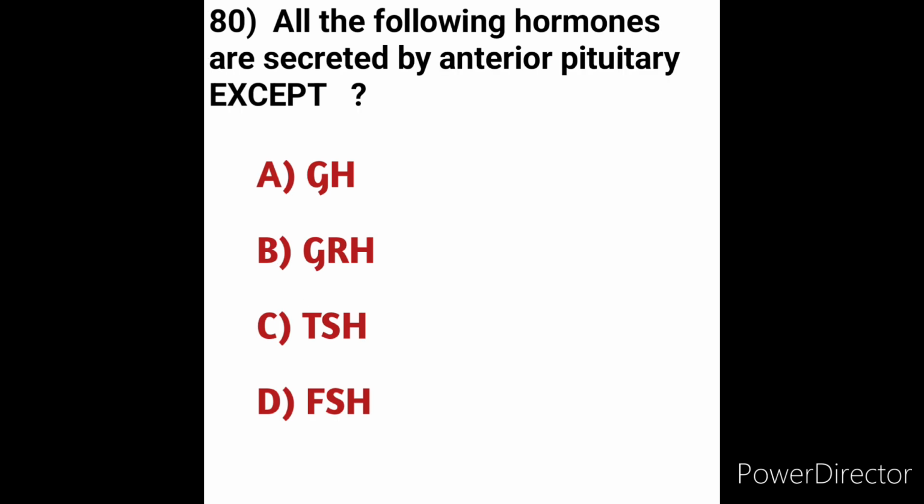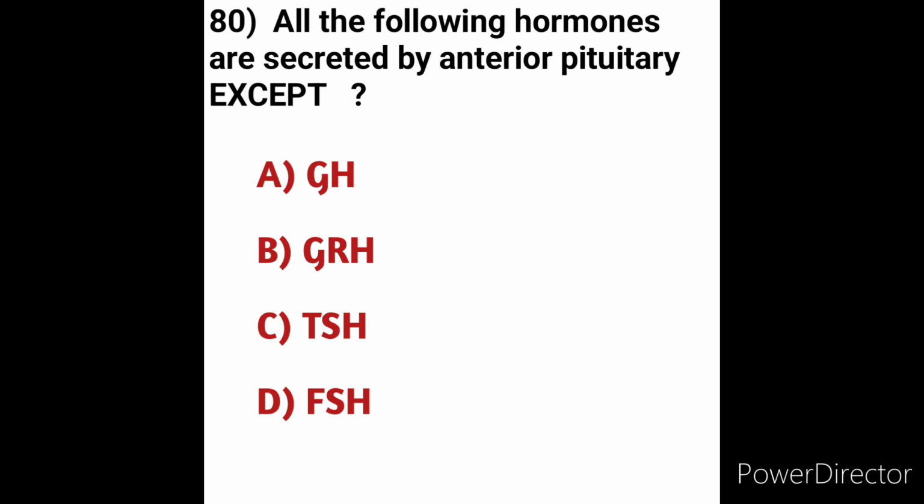Next we will move on to question number 80. All the following hormones are secreted by the anterior pituitary except, which one is the exception? We will see the options. Option A GH, option B GRH, option C TSH, option D FSH. These are all abbreviations. GH means growth hormone, option B GRH means gonadotropin releasing hormone, option C TSH means thyroid stimulating hormone, option D FSH means follicle stimulating hormone.